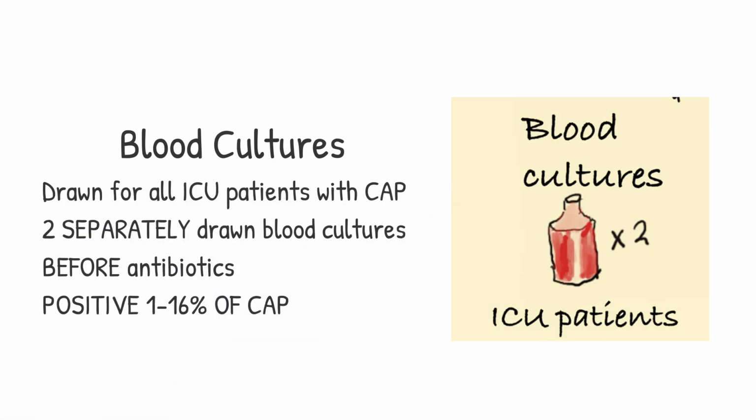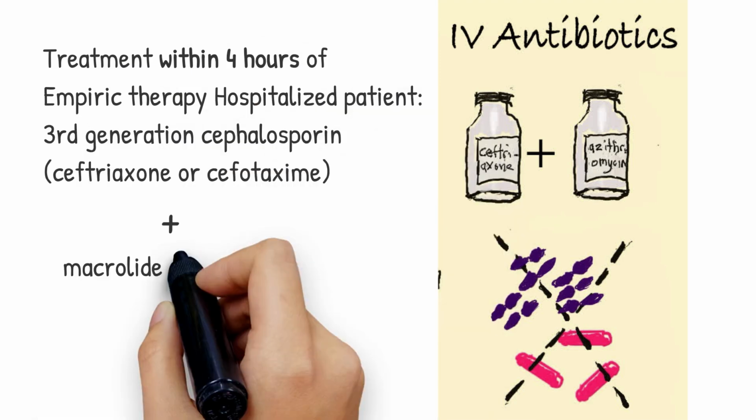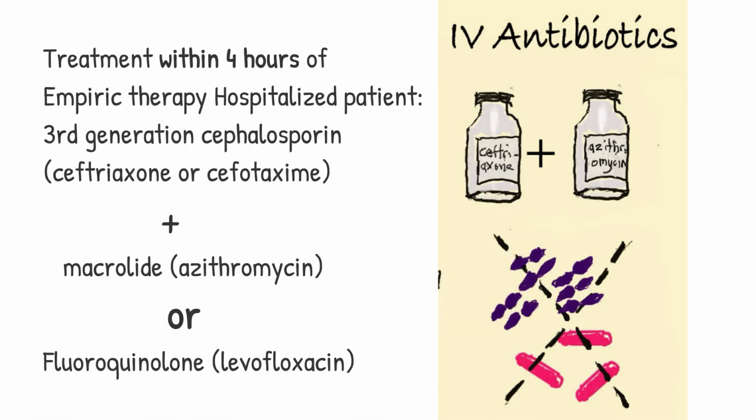And for hospitalized patients, I wanted to emphasize the importance of drawing two blood cultures before antibiotics are begun. Blood cultures are strongly recommended for patients who complain of rigors and for those who have severe illness, because these cultures are positive in 1 to 16% of CAP cases. Because bacteria double every 60 minutes, time is of the essence, and antibiotics should be initiated within 4 hours. Delays in therapy are known to increase mortality.